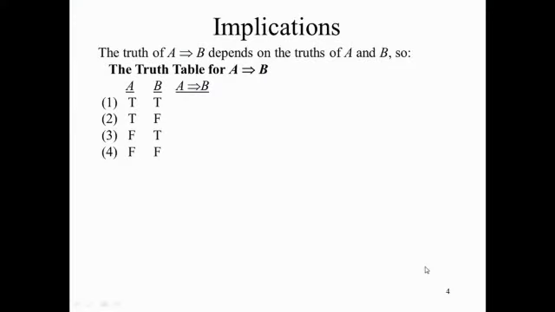Let's look at the four possible combinations of truth values for A and B. As you can see, A can be true and B can be true. A can be true and B can be false. A can be false and B can be true. Or A can be false and B can be false. Those are the only four things that can possibly happen.